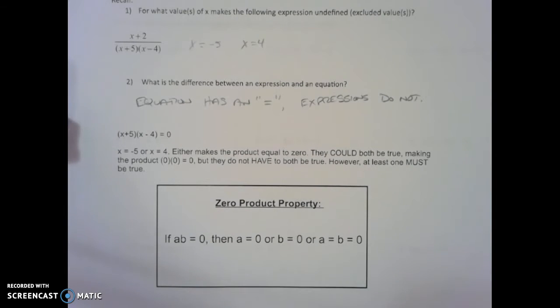And so it's important to remember the zero product property. If a times b is equal to 0, then either a is equal to 0, or b is equal to 0, or a and b are both equal to 0.